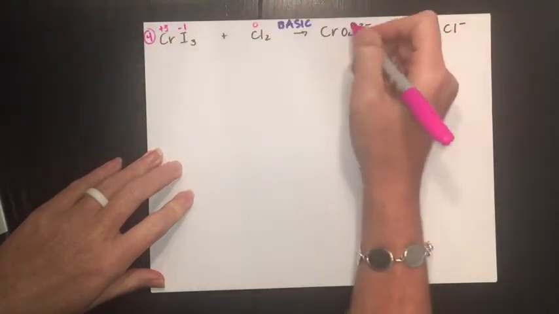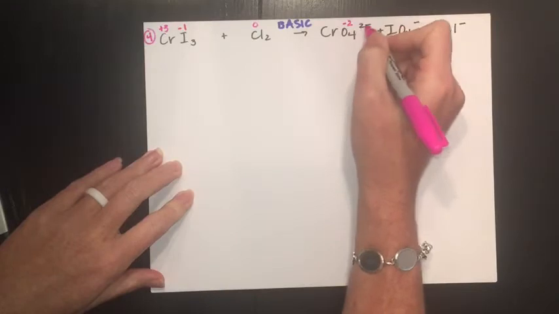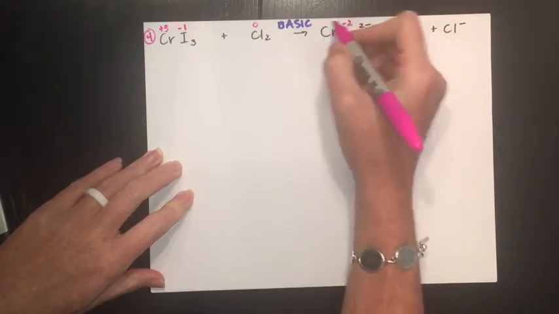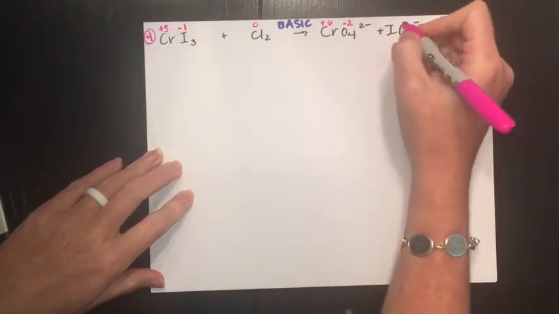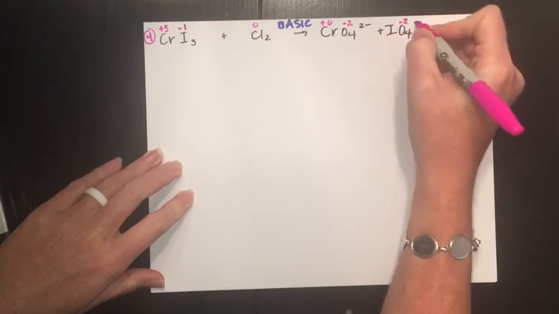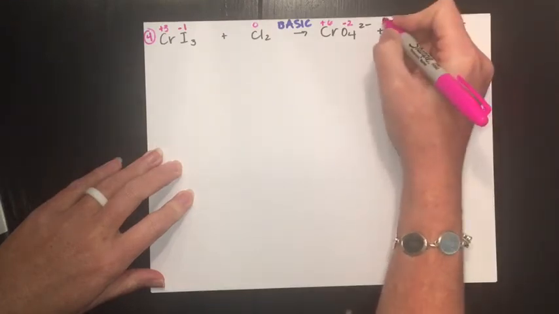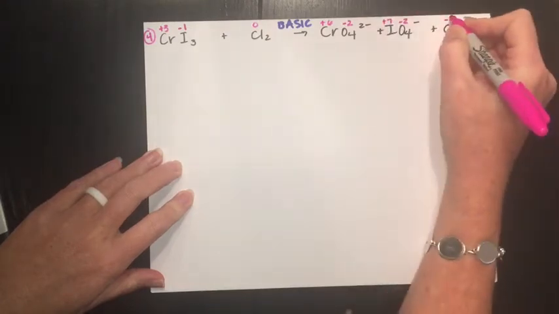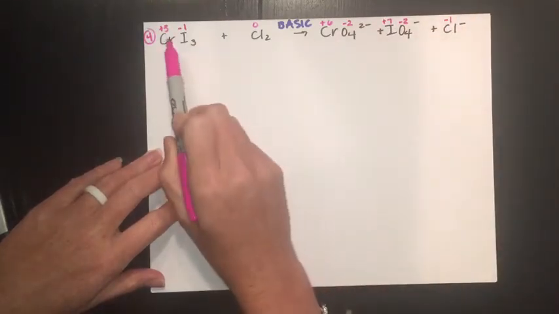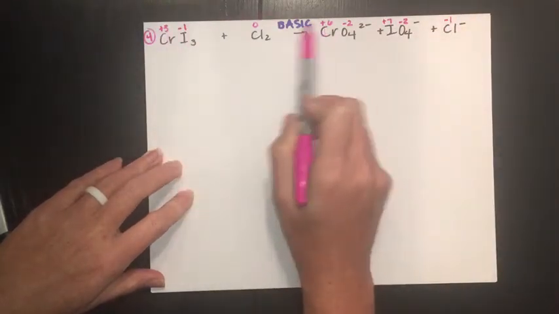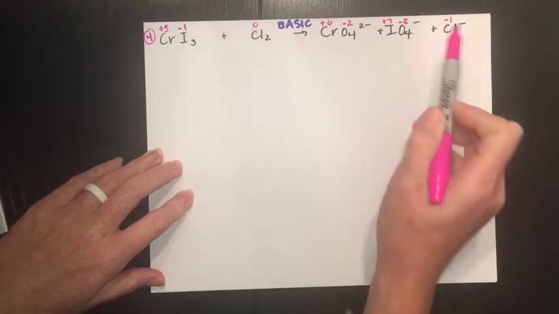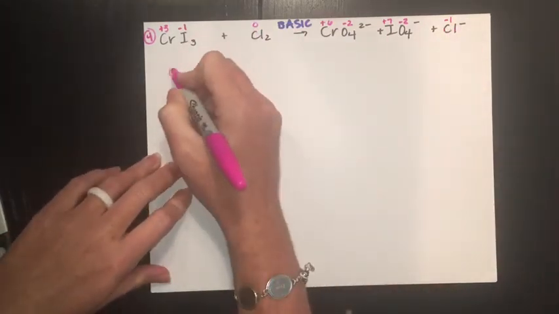Chlorine here is 0. Here, oxygen -2. And if the whole thing has to be -2, and this is -8, it's a +6. -2, it's -8. It has to be -1 overall, +7, and then this chlorine is -1. So chromium is going from +3 to +6. It's being oxidized. Chlorine is going from 0 to -1, so it's being reduced.